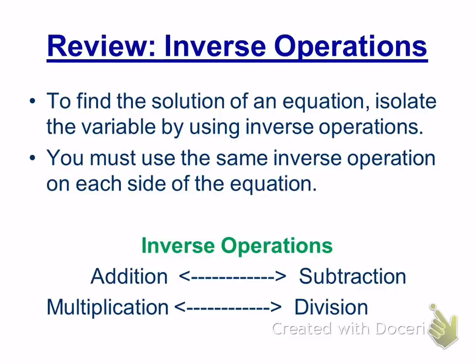Inverse operations. To find a solution of an equation, we're always going to isolate the variable. What do we mean by isolate the variable? Get the variable by itself. And we do this using inverse operations. So you must use the same inverse operation on each side of the equation. If we add something to one side of an equation, we have to add it to the other side to keep the equation in balance. If we multiply something on one side of an equation, we have to multiply it on the other side to keep the equation in balance. All right? So whatever we do to one side, we must do to the other.